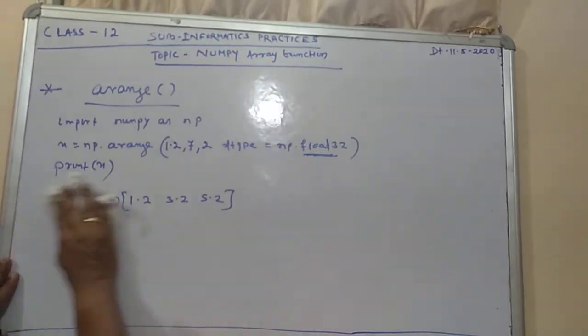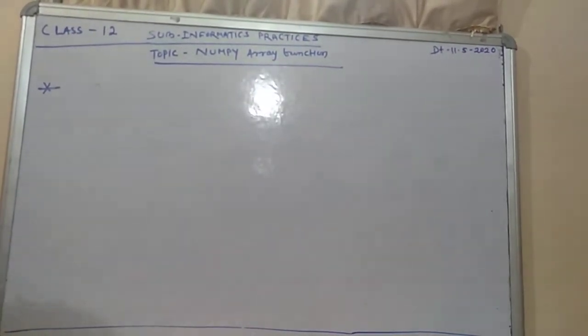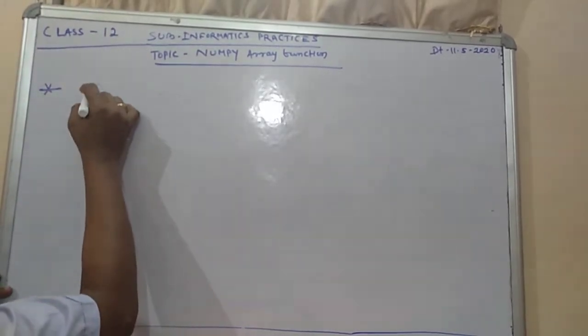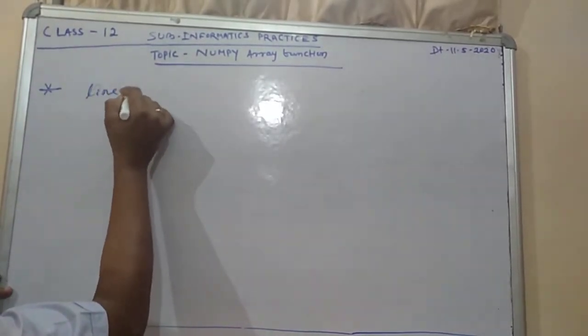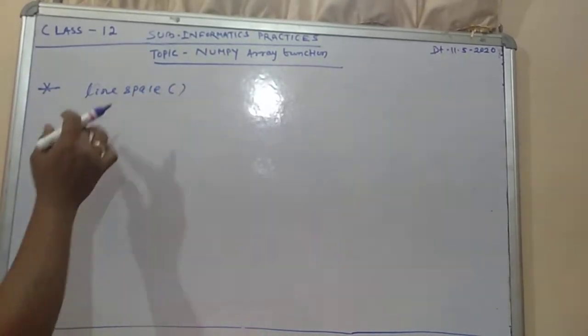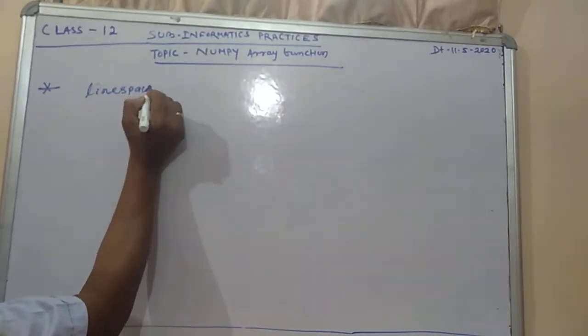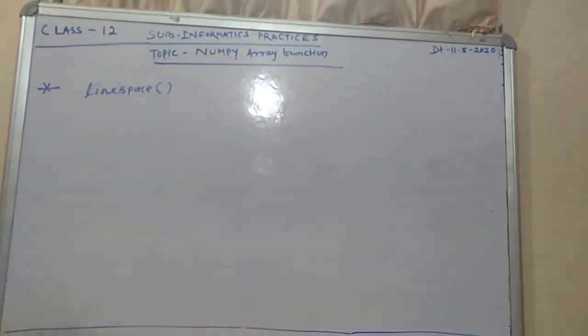Okay, the function is linspace. Follow it. In linspace, this method is used to find a defined number of items including the start and stop number. Here the stop parameter is also included.